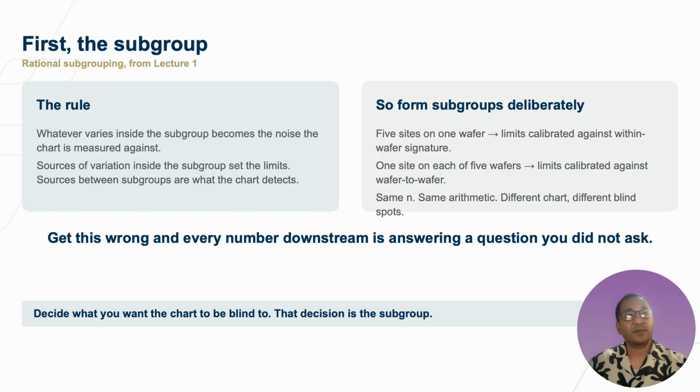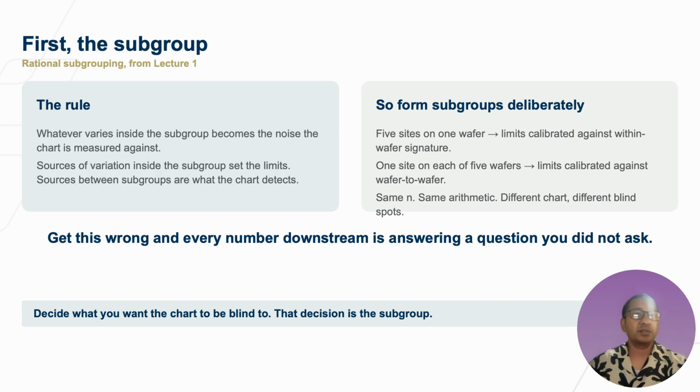5 sites on one wafer. Within-subgroup variation is the tool's radial signature, so your limits are calibrated against within-wafer non-uniformity. The chart will catch anything that moves the whole wafer and will be statistically blind to changes in the signature itself. 1 site on each of 5 wafers. Within-subgroup variation is wafer-to-wafer variation. Different limits, different blind spots. Same n, same arithmetic, different charts.